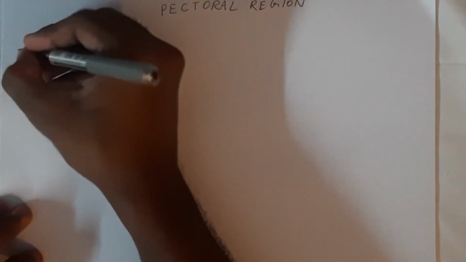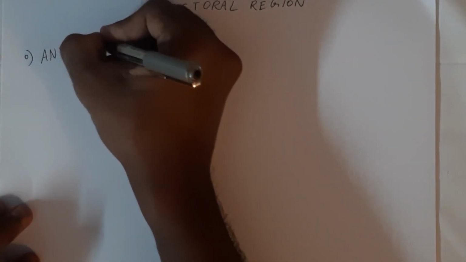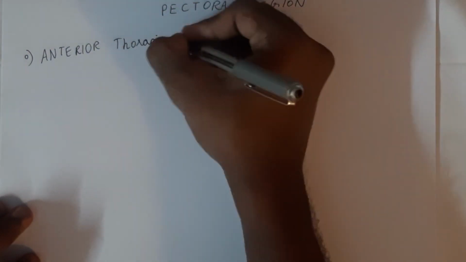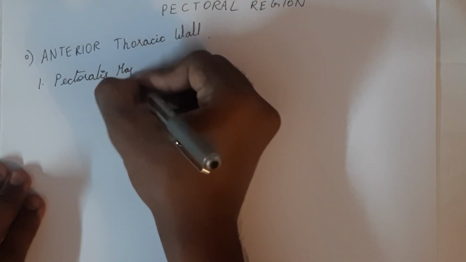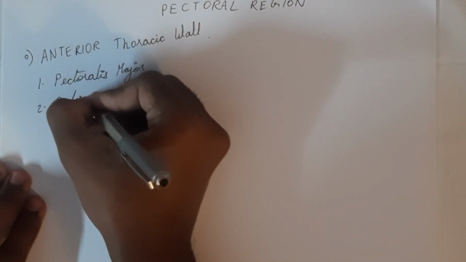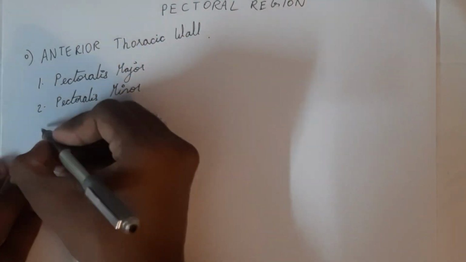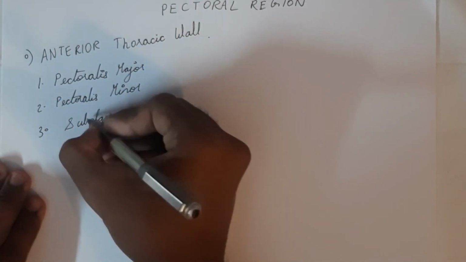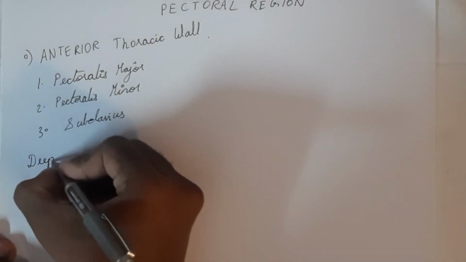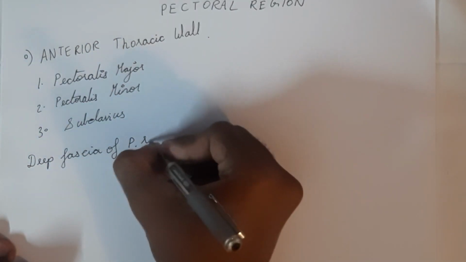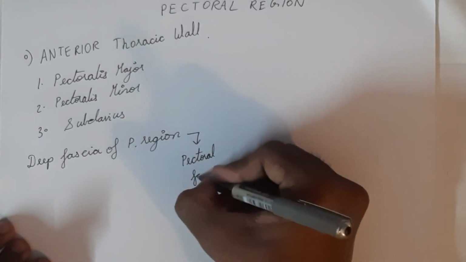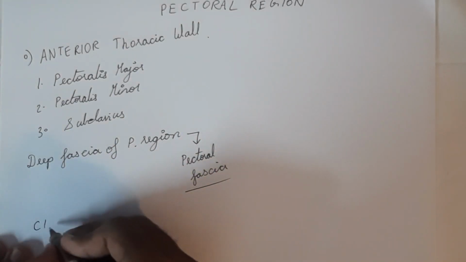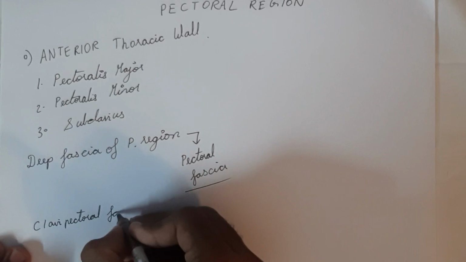Okay guys, the topic that we will be dealing with now will be the pectoral region. As we all know, the pectoral region is present in the anterior thoracic wall. It consists of three main muscles, that is the pectoralis major, the pectoralis minor, and the subclavius. And here, the deep fascia of the pectoral region is known as the pectoral fascia. The clavipectoral fascia lies deep to the pectoralis major.